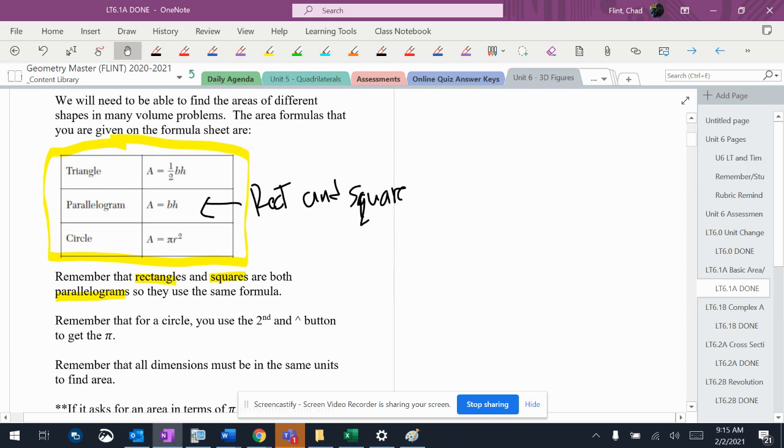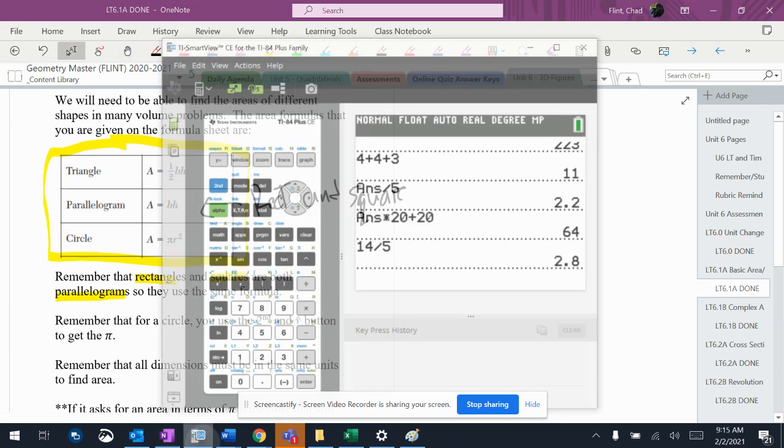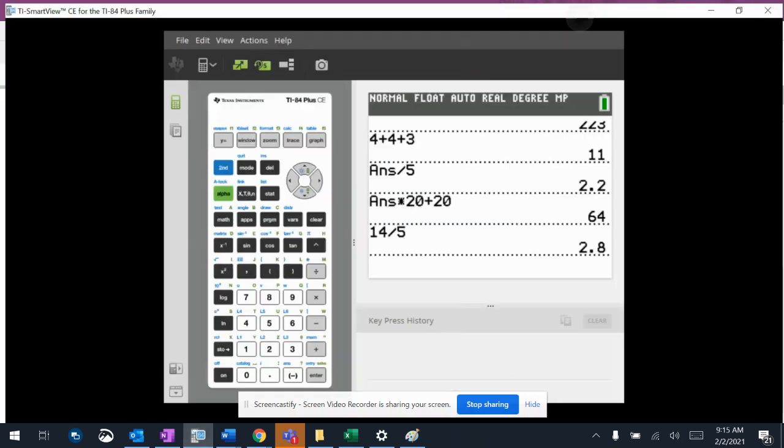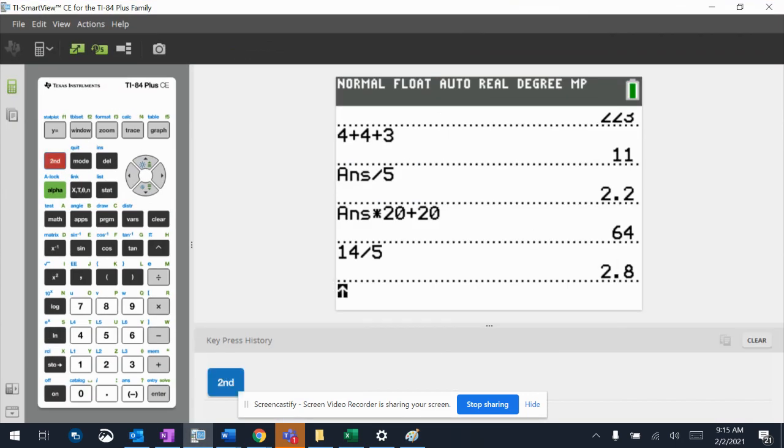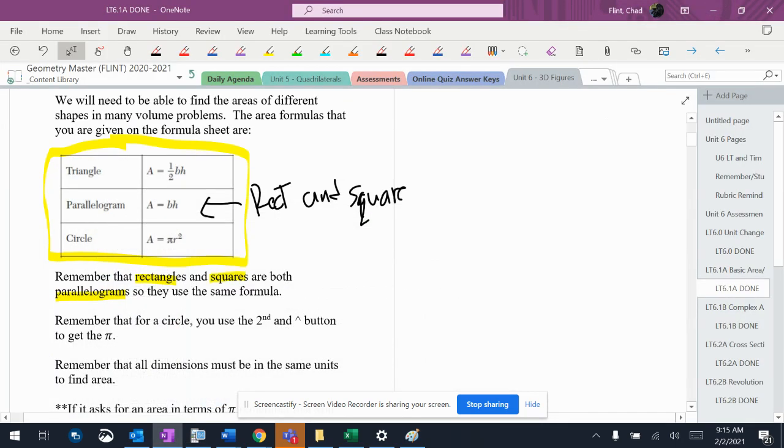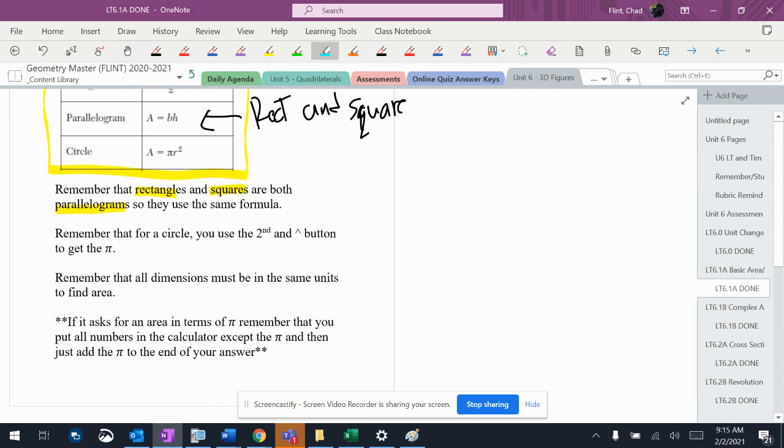A couple other things. For a circle, we're going to use second and the up arrow, second caret technically, to get the pi symbol. We want to make sure that we know where that is for when we're doing anything involving a circle. Remember that all dimensions have to be in the same units. This is super important. If you went through that initial 6.0 section, which isn't required, it helps you practice that as you go through.